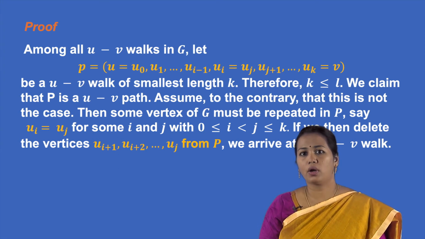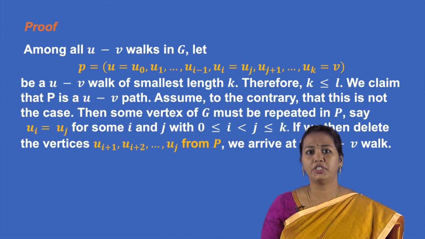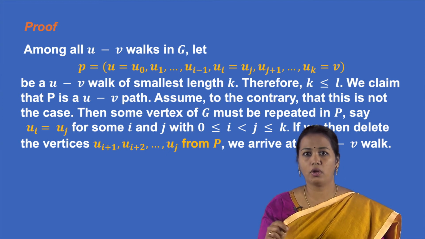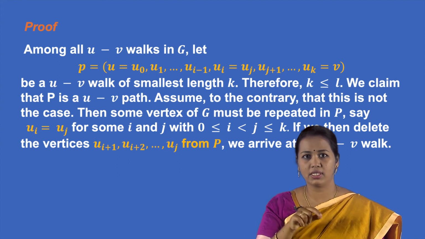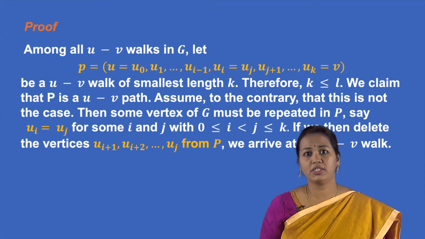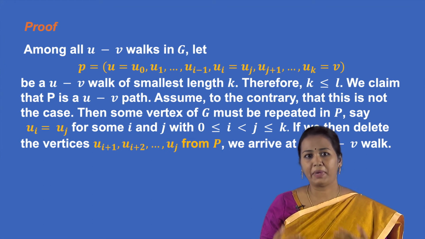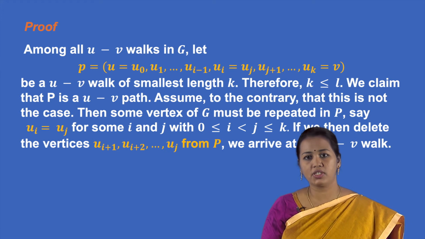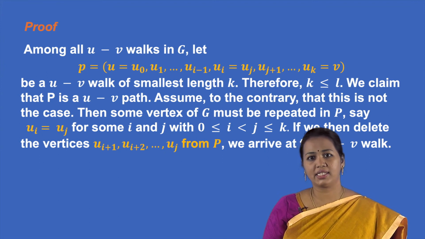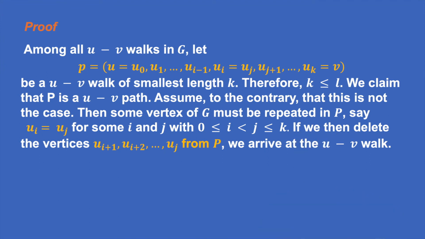Among all u to v walks in G, let P be u = u0, u1, and so on up to u(i-1), ui, uj, u(j+1), and so on up to uk, with uk being the vertex v. So, this is a u-v walk, and it is a u-v walk of the smallest length, say k. Therefore, k is less than or equal to L. We claim that P is a u-v path. Assume to the contrary that this is not the case, then some vertex of G must be repeated in P, say ui is equal to uj for some i and j with 0 less than or equal to i less than j less than or equal to k. If we then delete the vertices u(i+1), u(i+2), and so on up to uj from the walk P, we arrive at a shorter u-v walk.